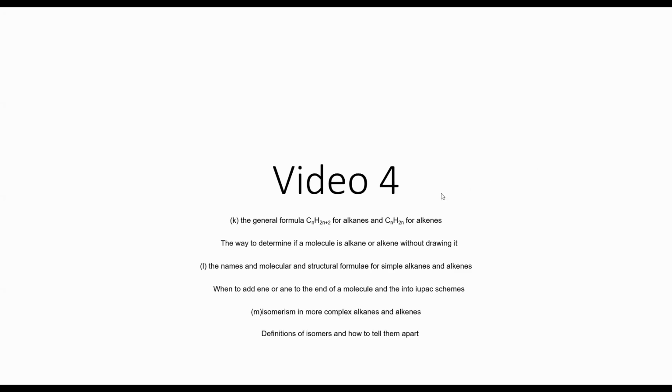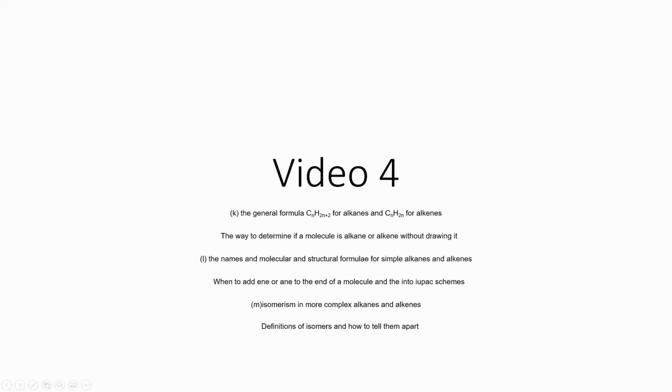In this video, we will begin to explore the structure of molecules and their nomenclature, also known as their naming. There are two types of hydrocarbons, alkanes and alkenes. We will begin with alkanes. They are known as saturated hydrocarbons, as all the carbons are surrounded by hydrogens and there are no double bonds.